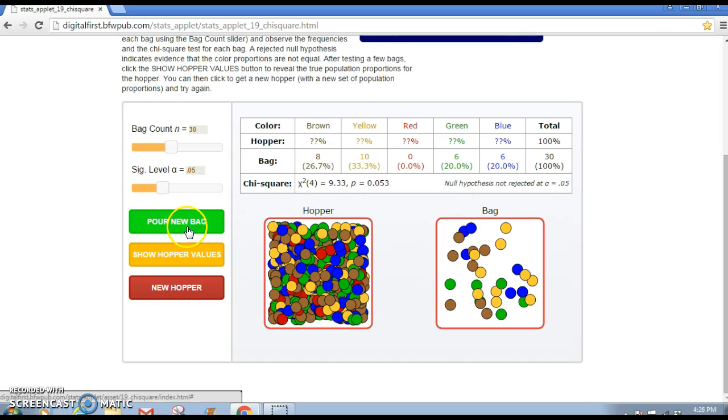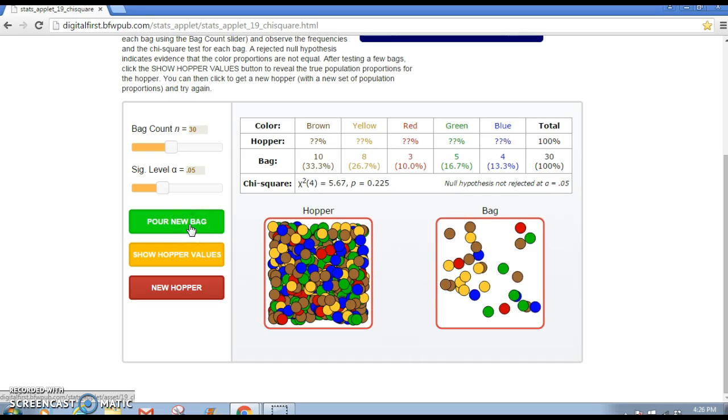You can do this a couple times. We'll pour a new bag and take a look at those distributions, and really we want to see if what we observe is different enough from what we expected to see. And what we would expect to see would be 6 of each color. Okay? If 20% of each of the colors are in the hopper, then we would expect 20% of each color to be shown in the sample, which would be 6 each.